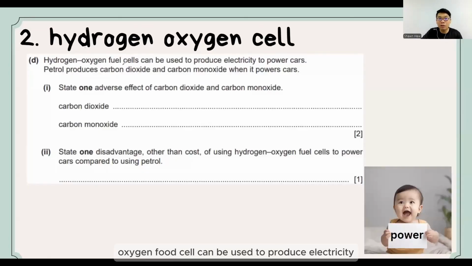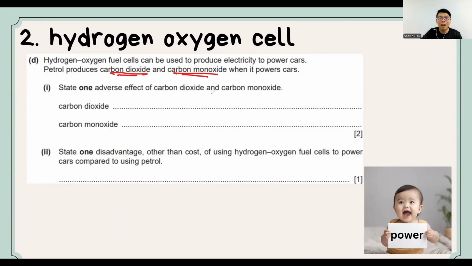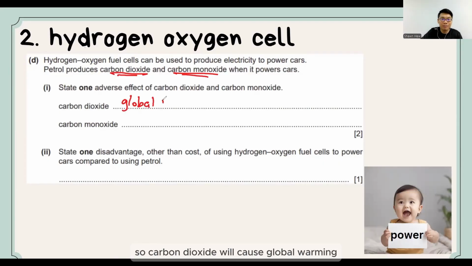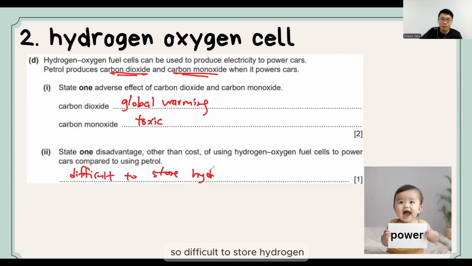Next, hydrogen-oxygen fuel cell can be used to produce electricity to power cars. Petrol produces carbon dioxide and carbon monoxide when it powers a car. State one adverse effect of carbon dioxide and carbon monoxide. So carbon dioxide will cause global warming. Carbon monoxide is toxic. Then state one disadvantage other than cost of using hydrogen-oxygen fuel. So difficult to store hydrogen.